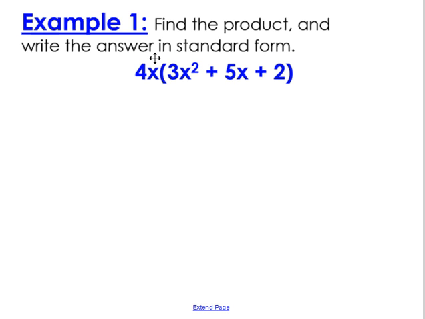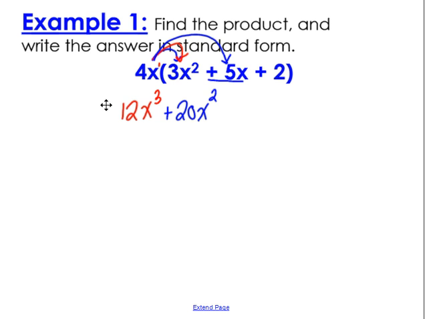So I've got to think back to my exponent rules. 4 times 3 is 12. And then x to the 1 times x squared gives me 3 x's multiplied together, which is an x to the third. So that was this first term. The second term, 4x times a positive 5x gives me a positive 20. And then x times x would give me a 20x squared.